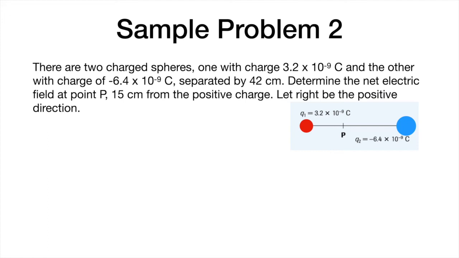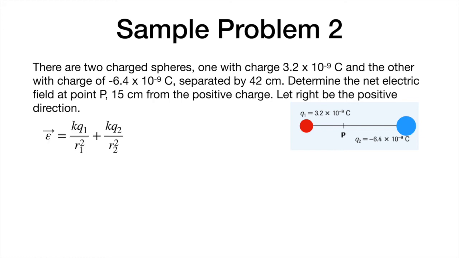So that's why the last line of my text says, let right be the positive direction. It's already setting up the problem so that I've taken care of the direction of my vectors, right in this case being the positive direction.